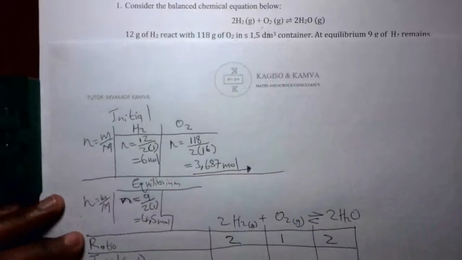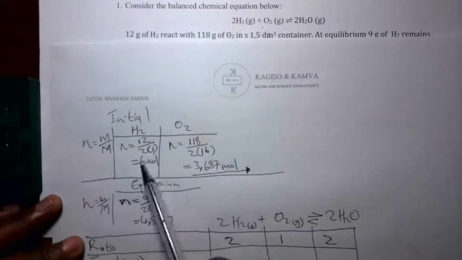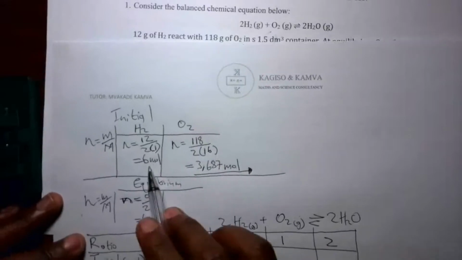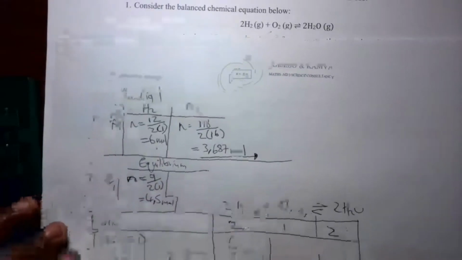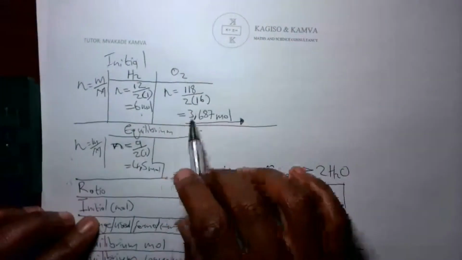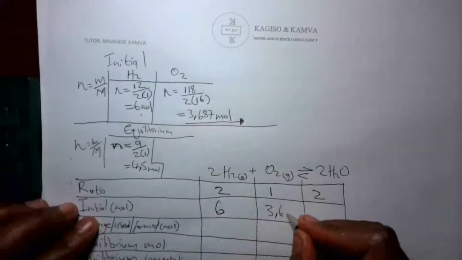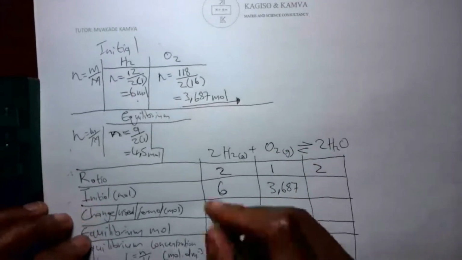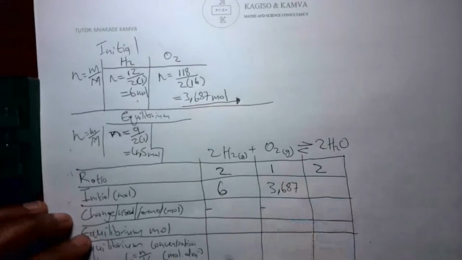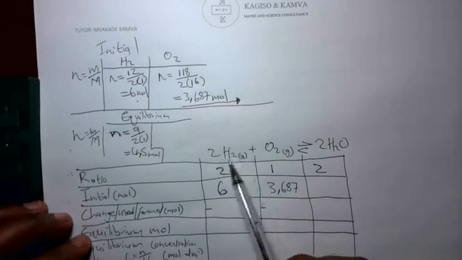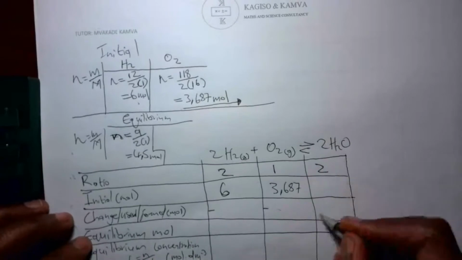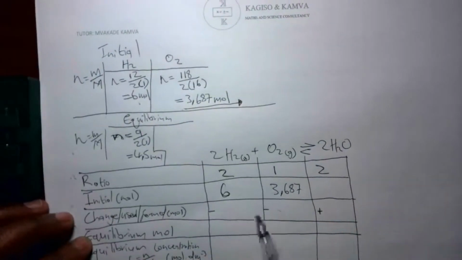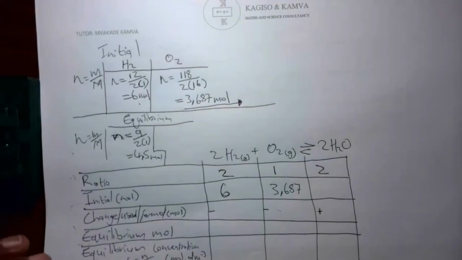We're using moles here, we don't use mass, so we just converted those masses into moles. So H2 is going to be 6. Initially we've got 6 moles of H2, and we've got 3,687 moles of O2. Here we're going to put a minus. Why do we put a minus here? Because these two substances are the reactants. This one is a product, it is formed. These ones are being used, and then this one is formed, hence it is positive.